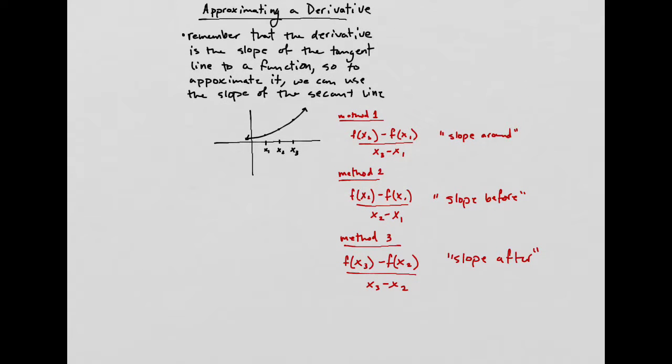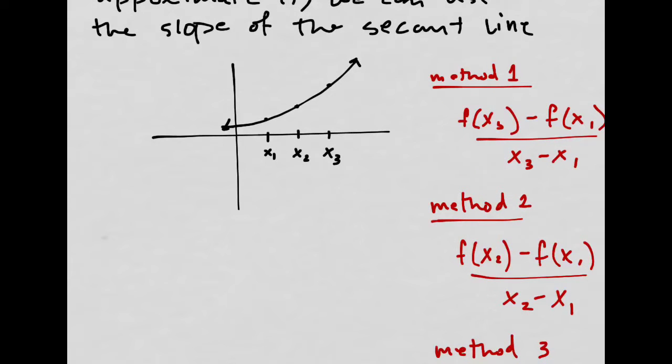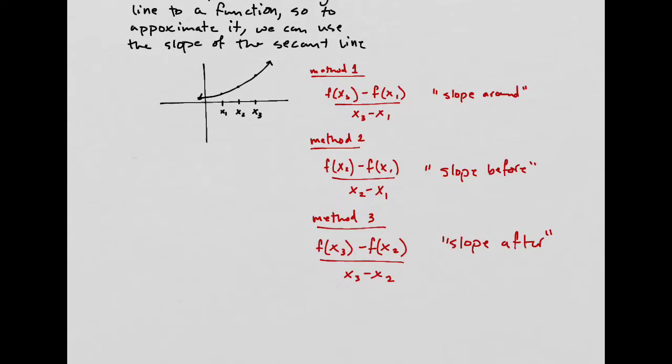Those are all valid approximations, and it's important to know whether you are getting an under approximation or an over approximation. If the function is concave up, then like before, the first one is an under approximation, the second one is exact, and method 3 would be an over approximation. If it was concave down, then it would change. So, there you have it.